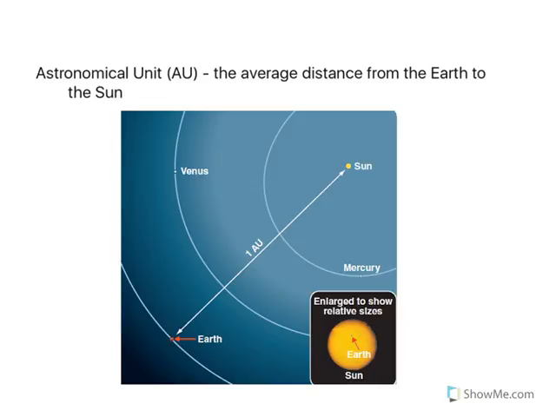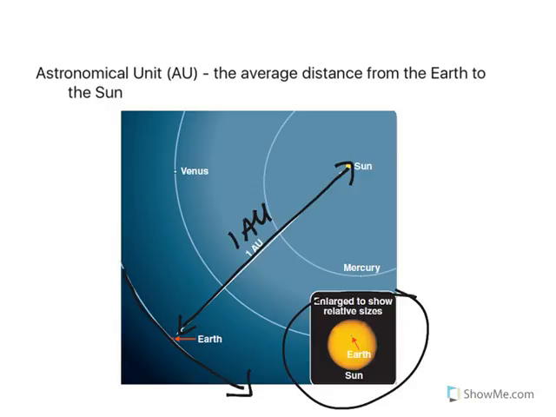As shown in this cartoon, the average distance between the Sun and the Earth is 1 astronomical unit. We say average because as the Earth goes around the Sun in its orbit, it's not exactly 1 AU the entire orbit. But on average, the average distance is 1 astronomical unit.